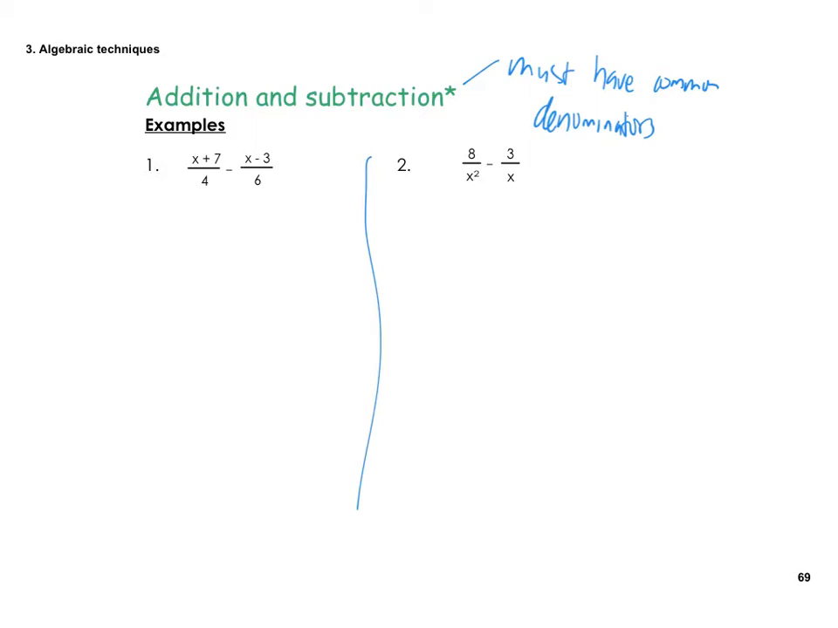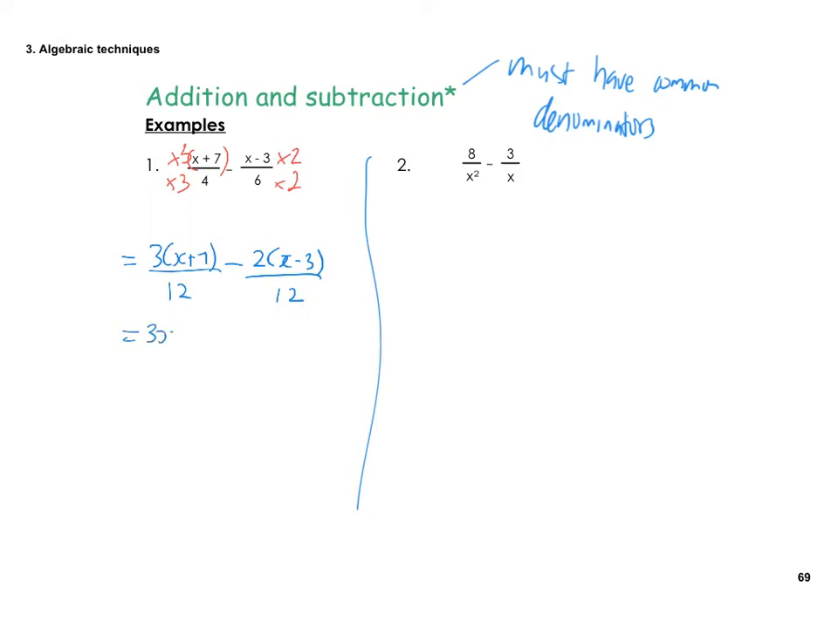Okay, x plus 7 on 4 minus x minus 3 over 6. Now, obviously, these are not the same, but 4 and 6 both go into 24. Actually, 12 is even better. 12. So that's times the first one by 3, and the second one by 2. We're going to get this: 3(x plus 7) on 12, take away 2(x minus 3) on 12.